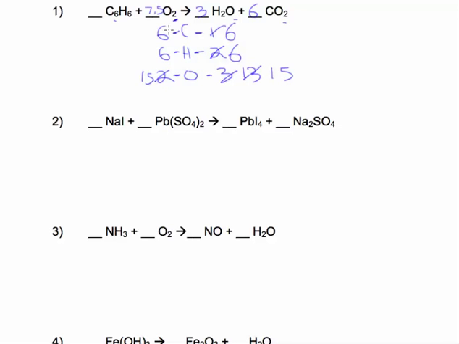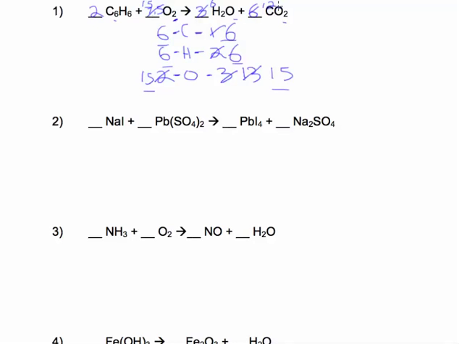We have 6 and 6, 6 and 6, 15 and 15. But there's one more step. In order to get this to be whole number ratios, we have to multiply everything by 2. So there's an understood 1 here. So 2 times 1 is 2. This becomes 15, 6, and 12. And that's our balanced equation.